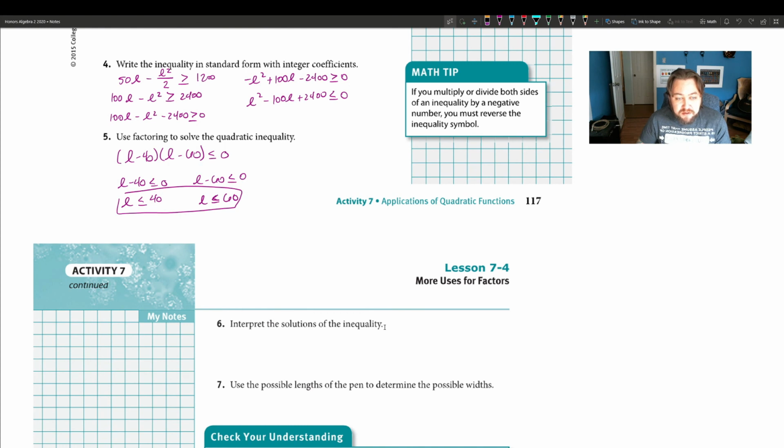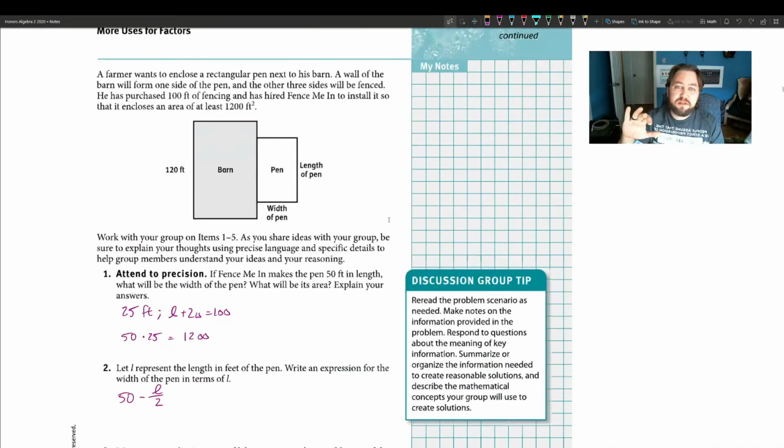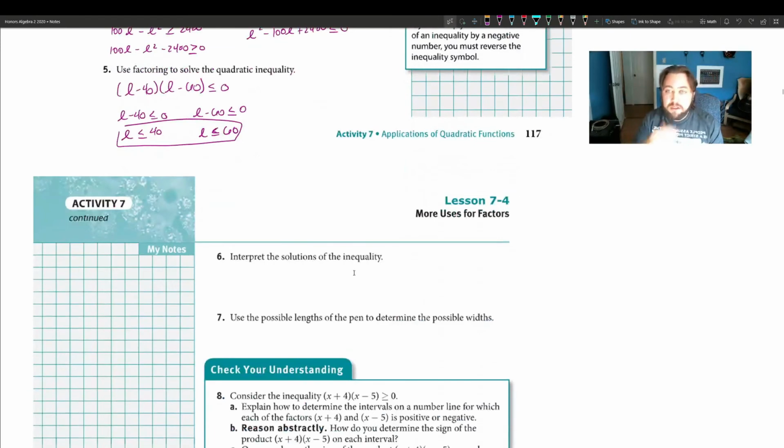Use the possible length to determine some possible widths. The width has to be at least 20 and no greater than 30. And I say that because of the dividing by 2 aspect when it comes to the length and the width, right? Just like we did up there, we had 2 widths and 1 length. Pretty straightforward here. And I think that is going to be it for us. I will let you practice.